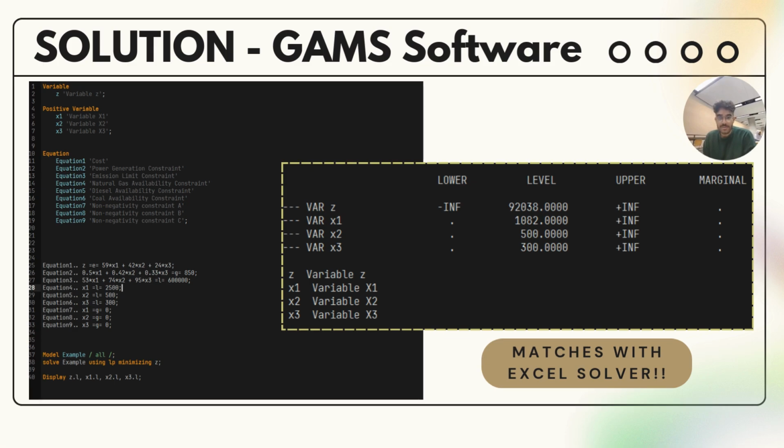As you can see, we have used GAMS software as an alternative. On your left is the whole coding for the GAMS software, and on your right are the results extracted from the GAMS software as well. The variable z, which is the objective function, has the same value as we found in our Excel Solver, which is 92,038 ringgit per hour, and the amounts of fuel for diesel, coal, and natural gas also match the values from the Excel Solver.